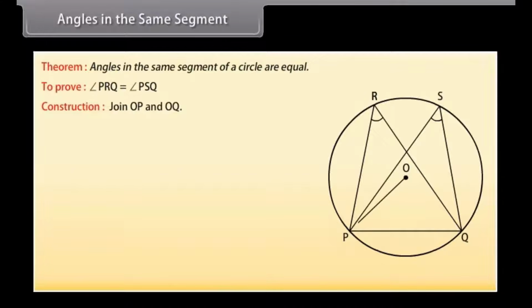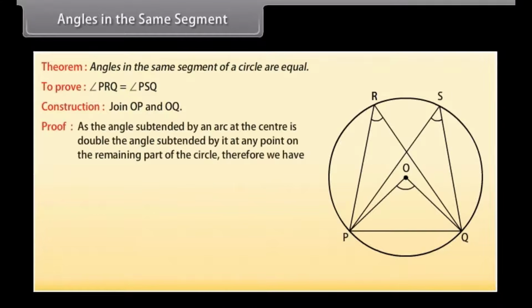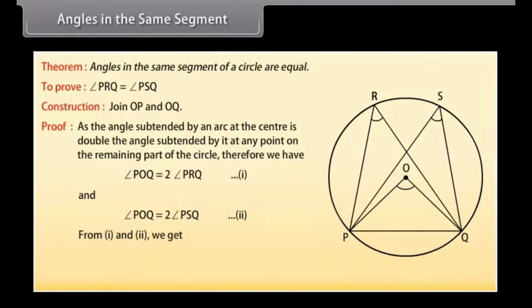Construction: join OP and OQ. Proof: as the angle subtended by an arc at the center is double the angle subtended by it at any point on the remaining part of the circle, we have angle POQ as 2 angle PRQ. Mark it as 1. And angle POQ is equal to 2 angle PSQ. Mark it as 2. From first and second we get 2 angle PRQ is equal to 2 angle PSQ. Therefore, angle PRQ is equal to angle PSQ.